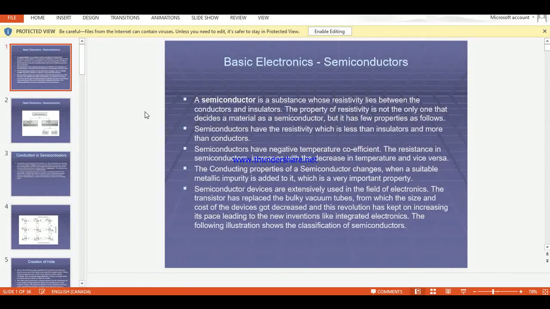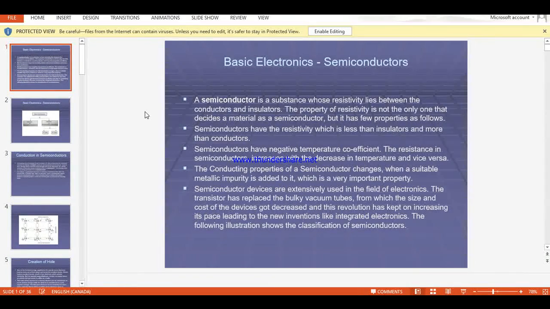Semiconductors have a resistivity which is less than insulators and more than conductors. Semiconductors have a negative temperature coefficient. The resistance in a semiconductor increases with a decrease in temperature and vice versa. The conducting property of a semiconductor changes when a suitable metallic impurity is added to it, which is a very important property. Semiconductor devices are extensively used in the field of electronics.